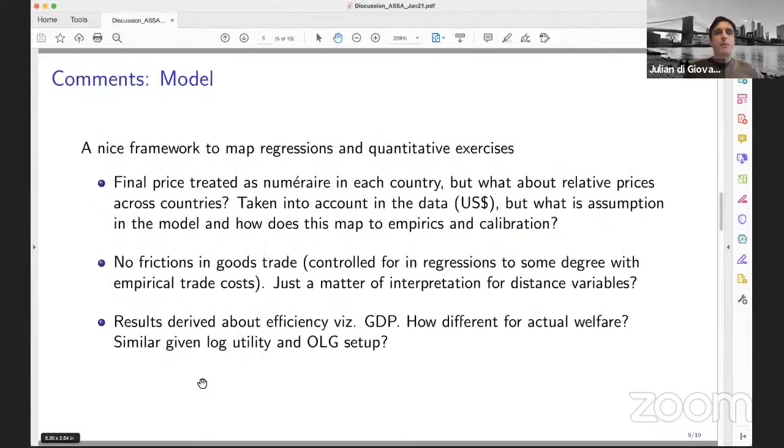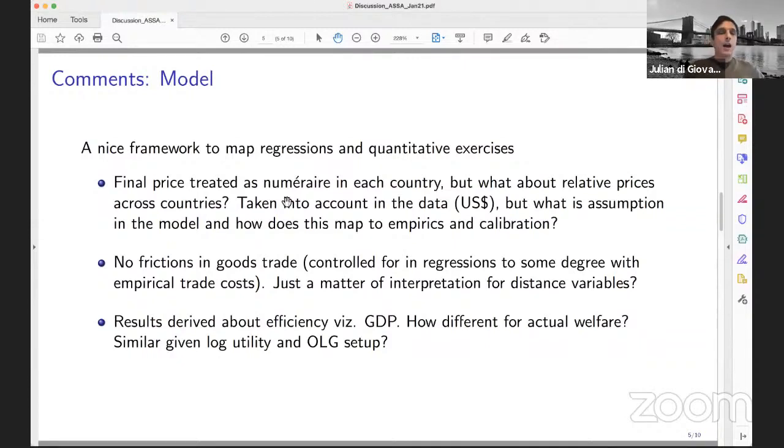So my basic comment on the model: very nice framework, maps the regression to the quantitative exercise nicely. As I said, some quibbles where I got a bit lost. In solving the model, they treat the final price as a numeraire in each country, but then it made me think, what about relative prices across countries? They don't take a stand on this, at least not that I could see. Of course, this is taken into account in the data where everything's treated in US dollars, but what is the assumption in the model that allows them to do this, and how does this map to the empirics and the calibration?